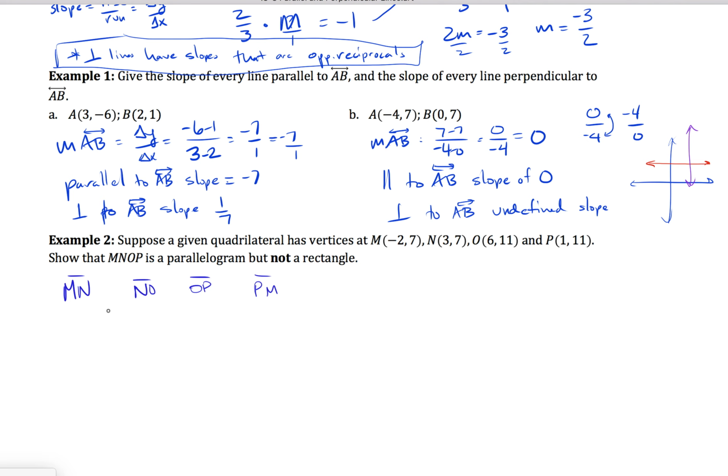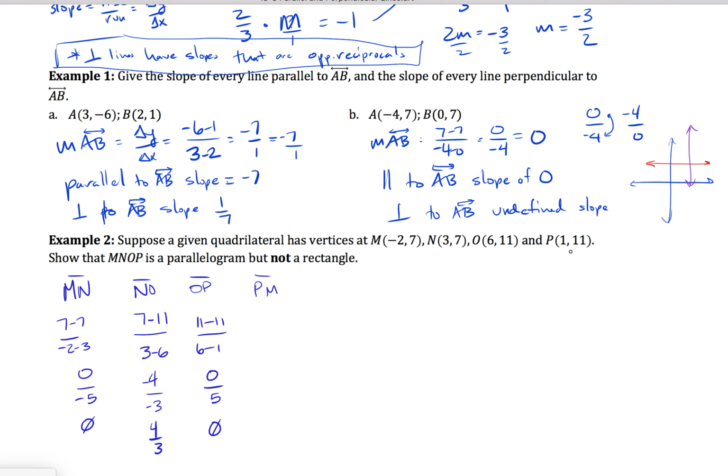So the slope of MN would be, again, change in y over change in x, so that would be 7 minus 7 over -2 minus 3, which is 0 over -5, which is 0. Slope of NO, that would be 7 minus 11 over 3 minus 6. 7 minus 11 is -4. 3 minus 6 is -3. So those two negatives cancel out, and that's a slope of 4/3. OP would be 11 minus 11 for the change in y's, 6 minus 1 for the change in x's. That's a 0 over 5, which is a 0 slope.